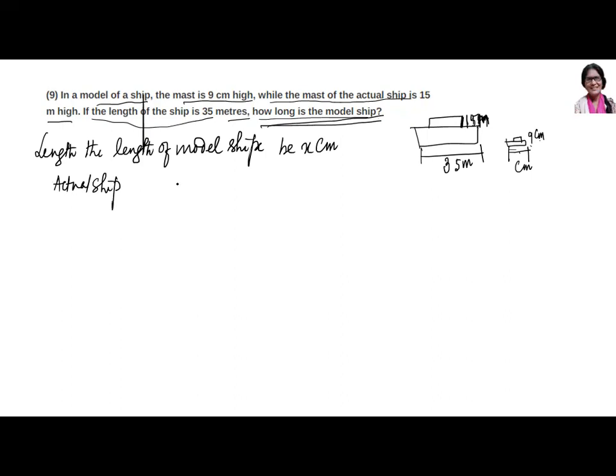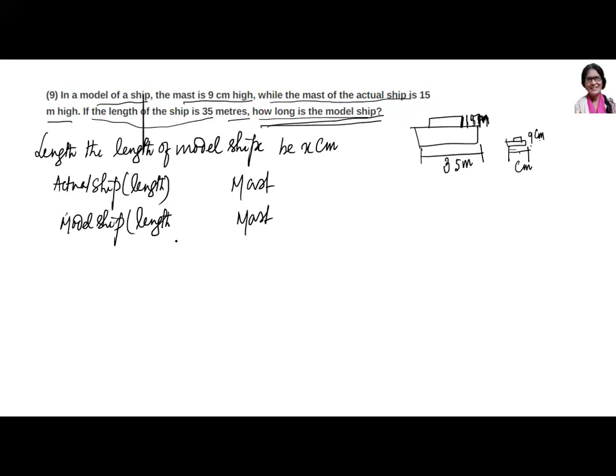Actual shape and your actual mast. Model shape. This is length, and then I'll take your mast of actual shape and mast of model shape.